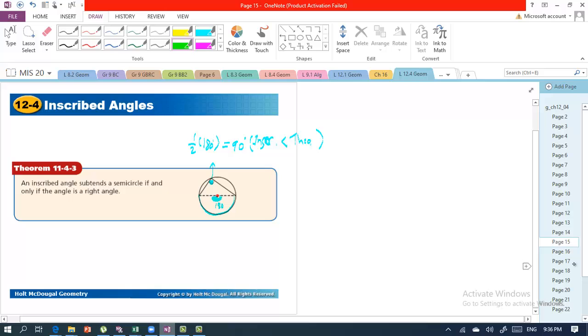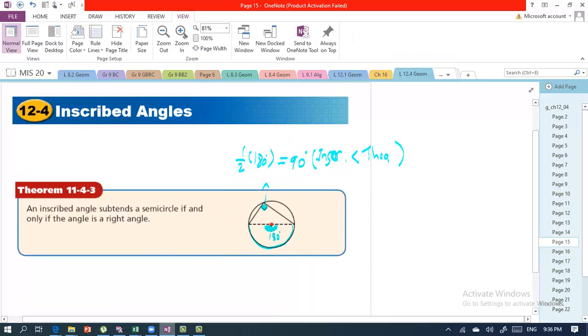Here we have this theorem: an inscribed angle that subtends a semicircle, and a semicircle means 180 degrees, definitely half of it is 90, so it's going to be a right angle. Any inscribed angle is going to be a right angle if it's subtending a semicircle, like here. It means the angle measure is 90 degrees.